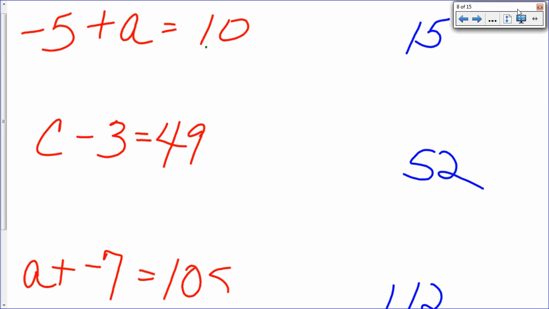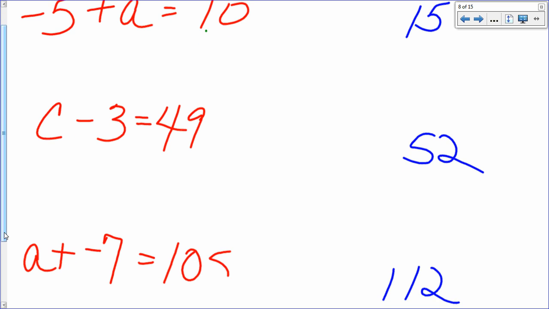And here's your answers. a is equal to 15. c is equal to 52. And at the bottom, a is equal to 112.